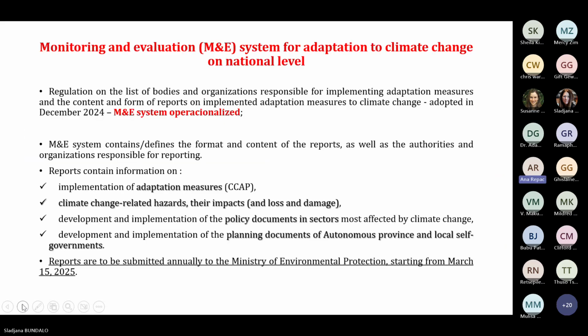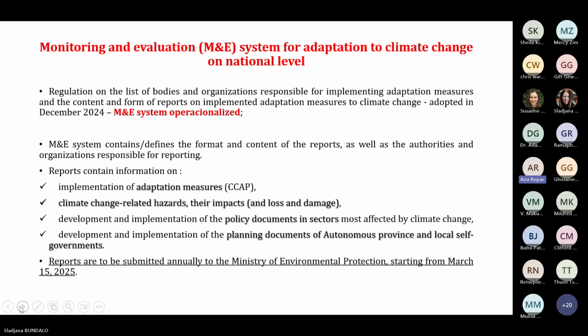So, this is about the monitoring and evaluation system for adaptation to climate change at the national level of the Republic of Serbia. As I mentioned on one of the previous slides, with the adoption of the bylaw, which is called the regulation on the list of bodies and organizations responsible for implementing adaptation measures and the content and form of the reports on the implemented adaptation measures to adaptation to climate change, this bylaw was adopted in December last year, our M&E system is set. And this M&E system of the Republic of Serbia for adaptation to climate change contains the format and content of the reports, as well as the authorities and organizations responsible for the reporting.